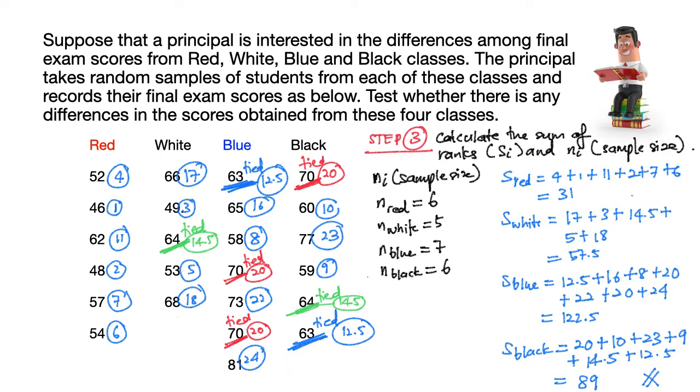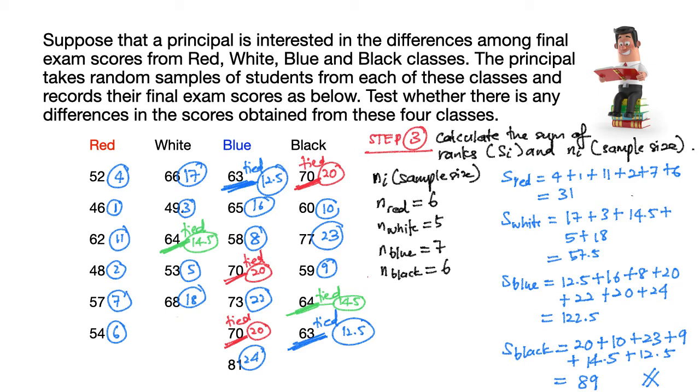In step 3, we have to calculate the sum of ranks, that is Si, and also the sample size, that is denoted as ni. Now let's have a look at ni first. The sample size of the red group or sample is 6, and white is 5, and blue is 7, and black is 6. So this is based on the number of data for each of the sample, which can be counted.